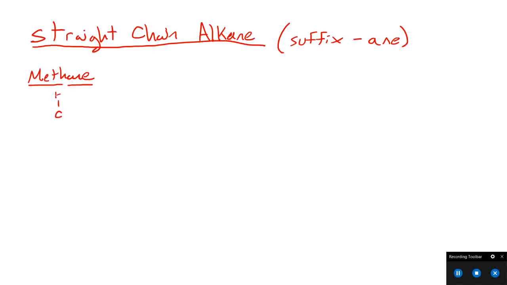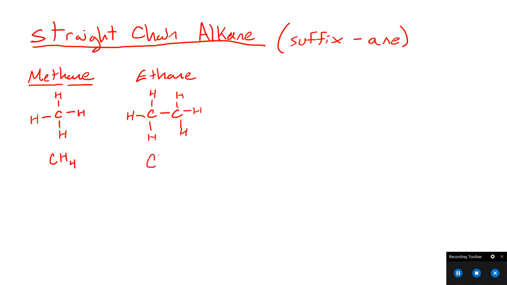So we have 1 carbon, and we need 4 bonds to that carbon. So we draw methane, or the condensed structural formula CH4. Ethane would be 2 carbons. Again, we know eth means 2. That's our root. Ane means it's an alkane. So our condensed form is CH3CH3. We'll do a couple more.